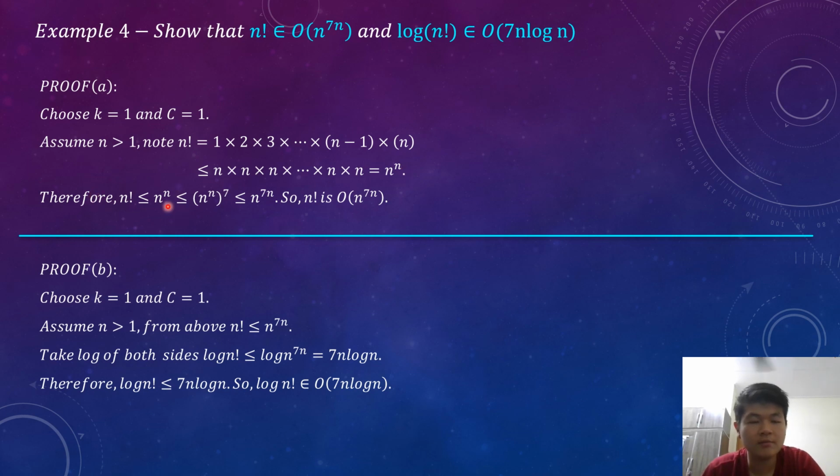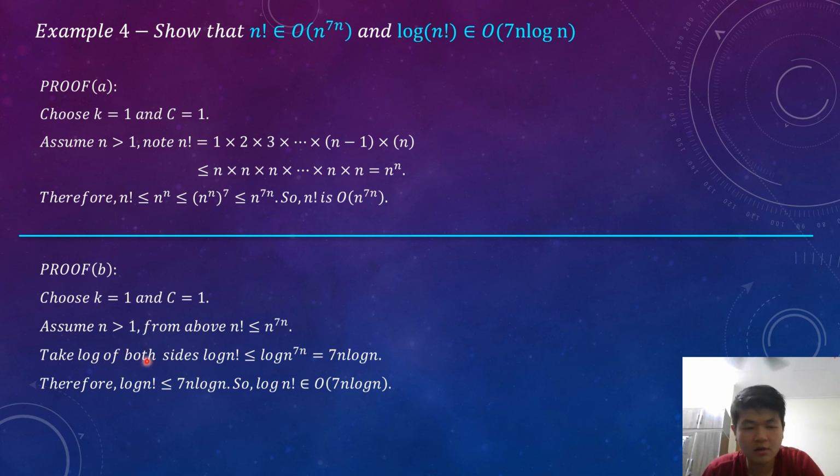So we can prove that n factorial is smaller than or equal to n to the power of n, then smaller than or equal to n to the power of n bracket to the power of 7. So n factorial is big O of n to the power of n. Choose k equal to 1 and c also equal to 1. Assume n bigger than 1 from above. n factorial is smaller than or equal to n to the power of n.